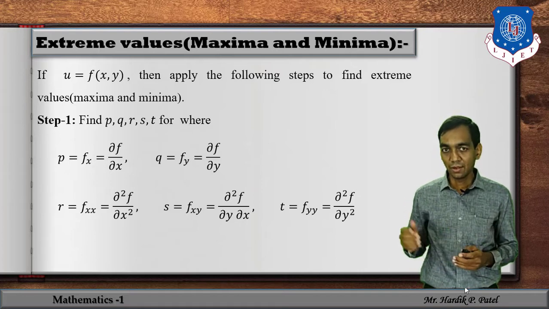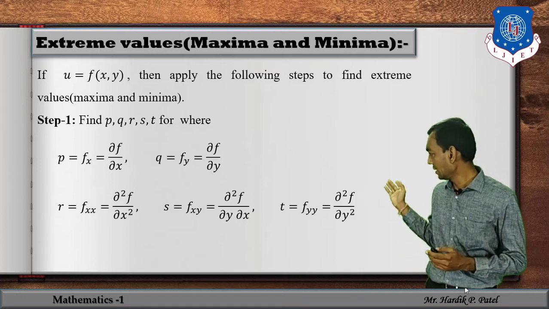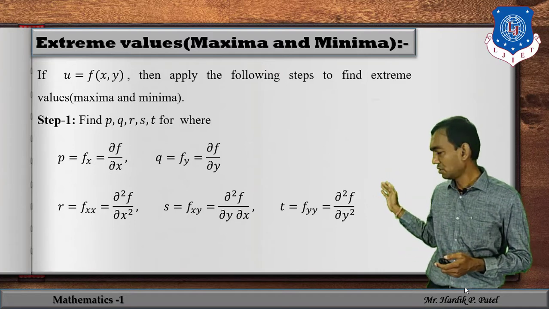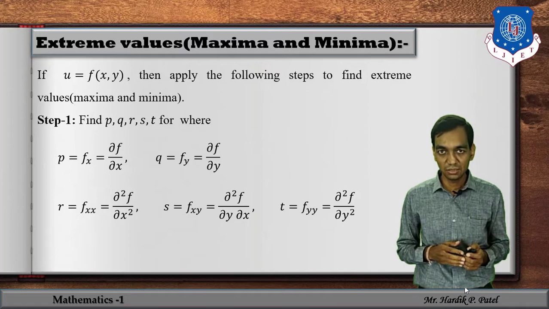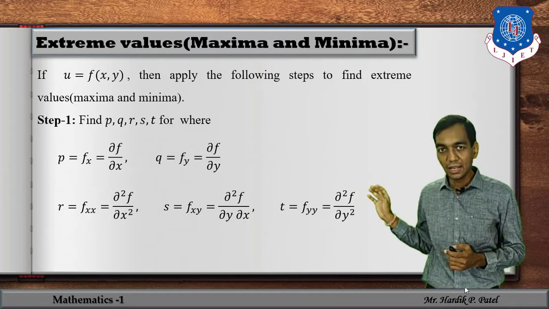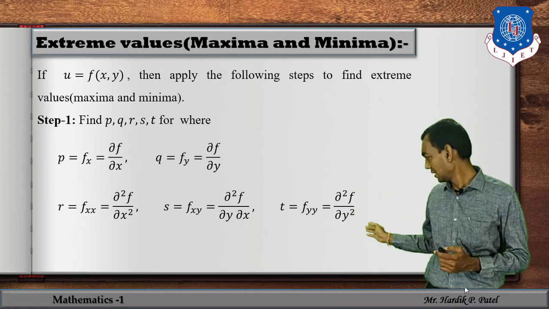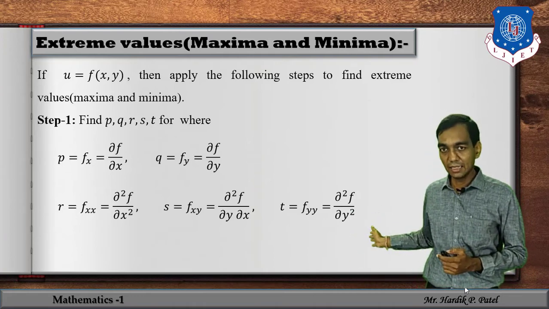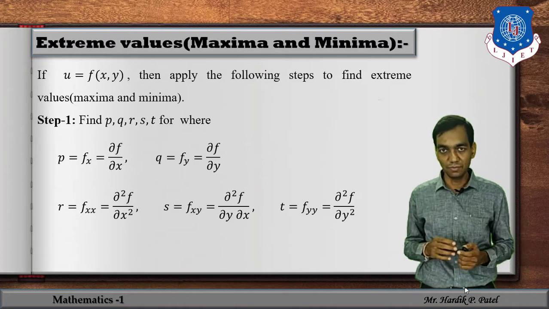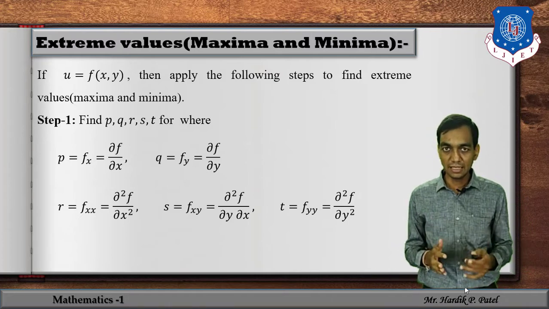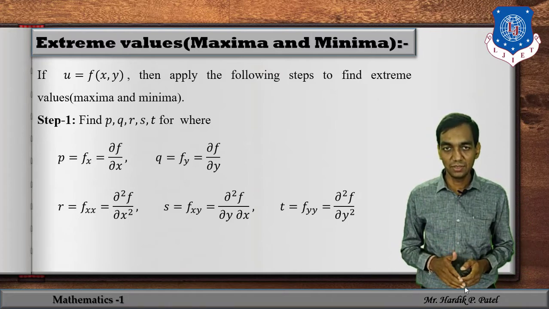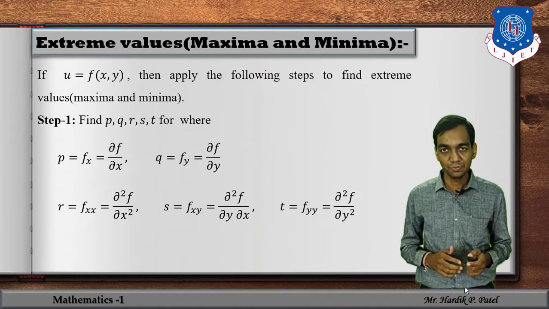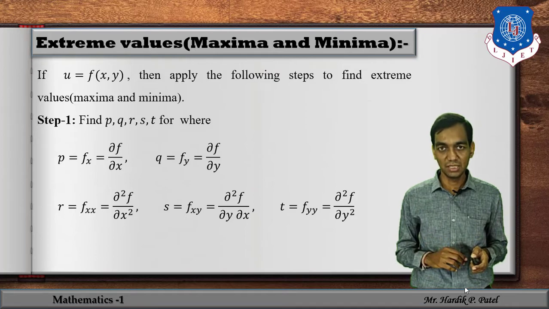First step, find p, q, r, s and t. Now p is nothing but the derivative with respect to x, that is del f by del x, q is del f by del y, r is del square f upon del x square, s is del square f upon del x del y, and t is del square f upon del y square. These are the standard notations of partial derivatives which we are going to use for maximum and minimum. Now this is your first step.